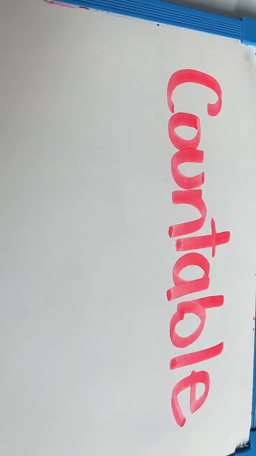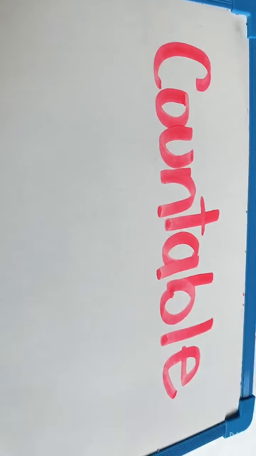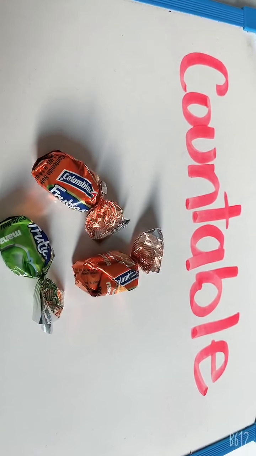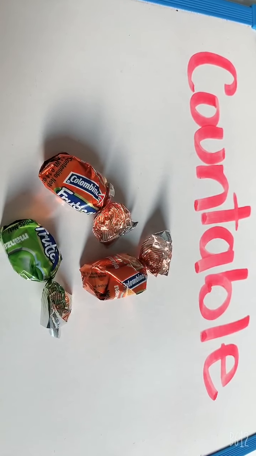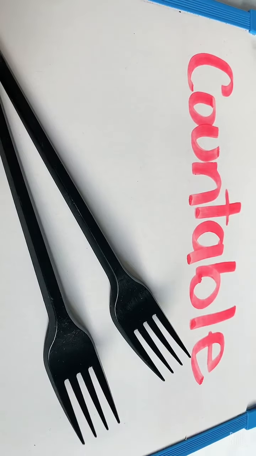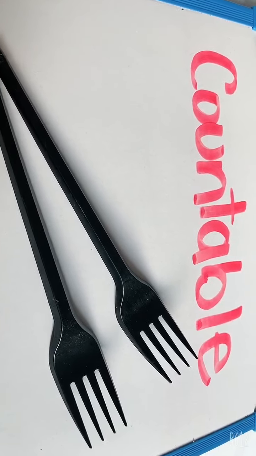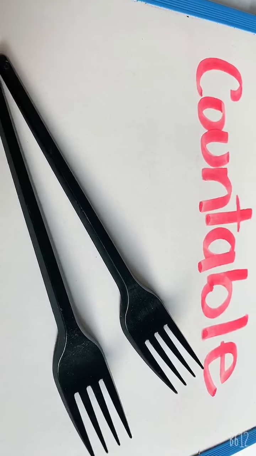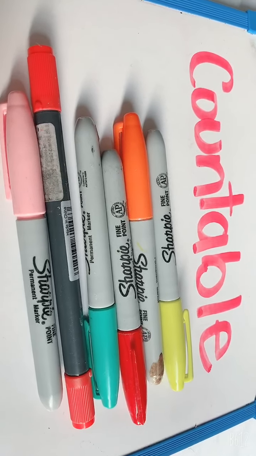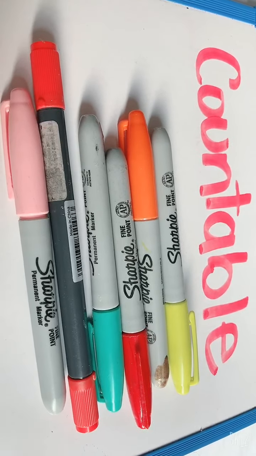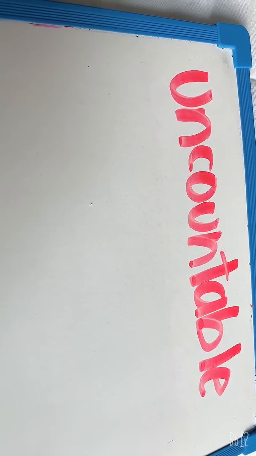Okay, so now we are gonna see some examples of questions with countable and uncountable nouns. So how many candies are on the board? There are 3 candies. How many forks do you have? I have 2 forks. How many markers do we need? We need 6 markers. And now we are gonna see some examples with uncountable nouns.